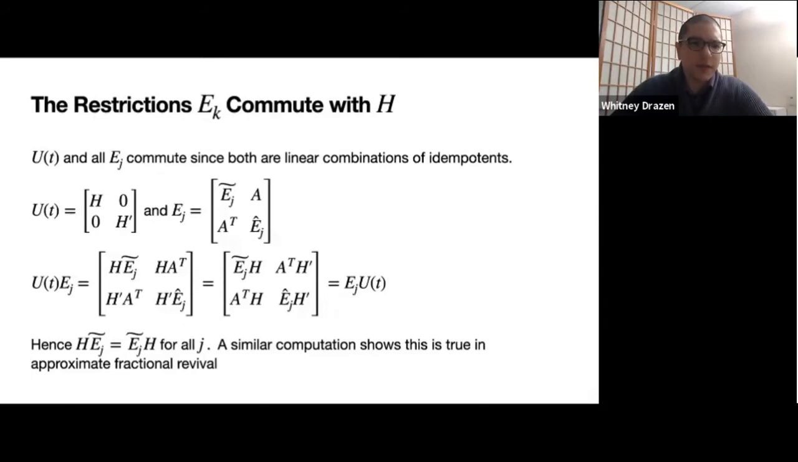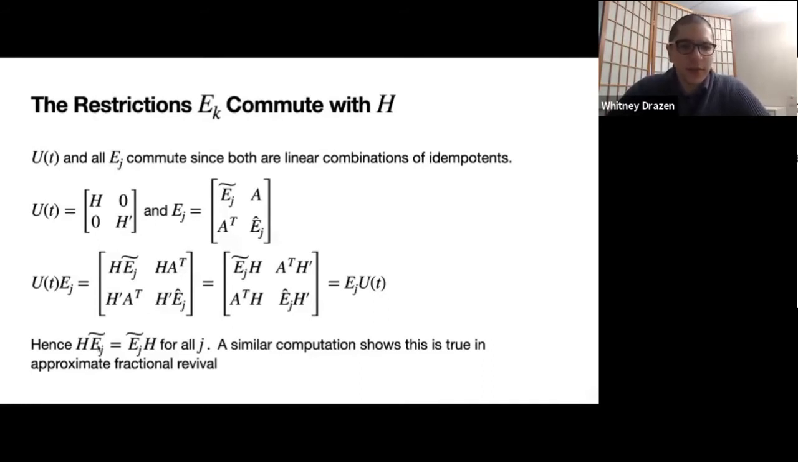And so if we restrict our attention to the upper left-hand corner of our matrix of U_t E_j and E_j U_t, then we can see that we get what's down on the bottom, which is that H times the restriction to the k components of E sub j is equal to the restriction of E sub j to the k components times H. And this is valid for all j.